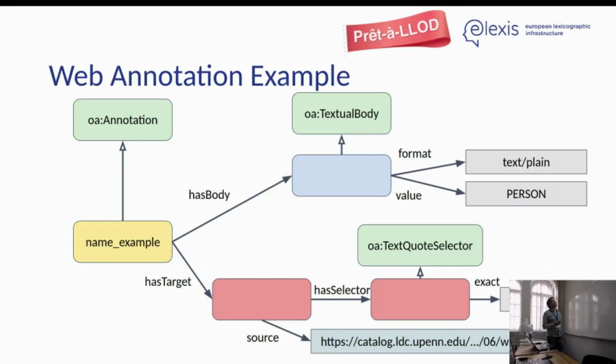Anyway, so here's what we have a bit more graphically. We have our named annotation. It has a body, which is a type textual body. It has two values, the format and the value. And we have a target, which has a selector. The selector is of type text quote selector. It's mapping exactly the string James Baker, and it's referring to this source here. So that's the anatomy of an annotation.